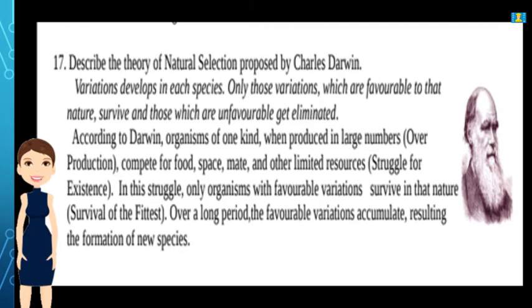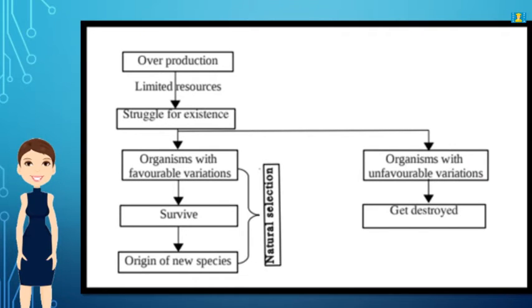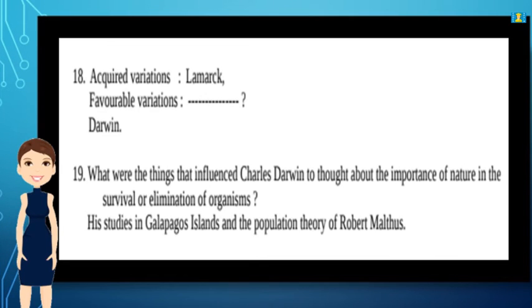According to Darwin, organisms of one kind, when produced in large numbers, compete for food, space, mate and other limited resources. In this struggle, only organisms with favourable variations survive in nature. Over a long period, the favourable variations accumulate, resulting in the formation of new species. Acute variations. Favourable variations.